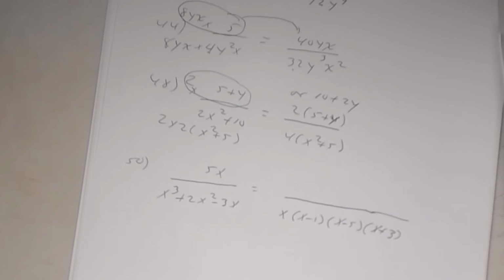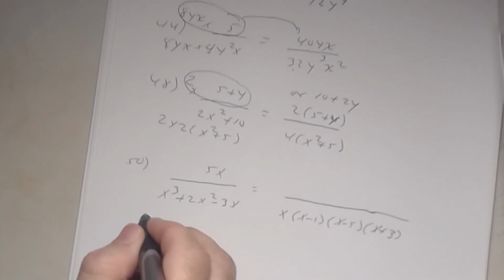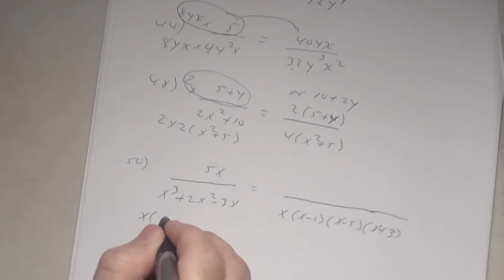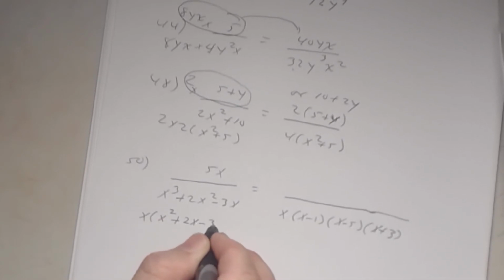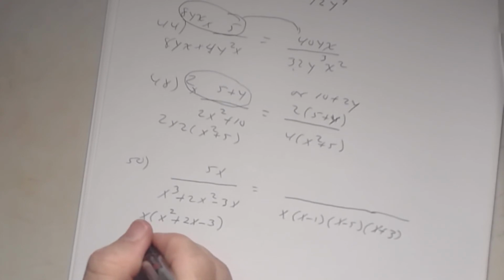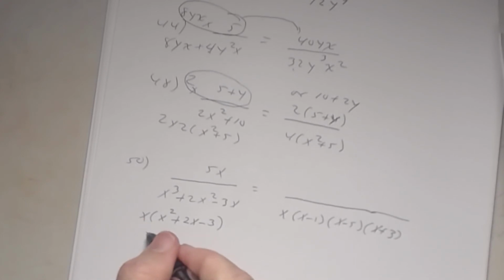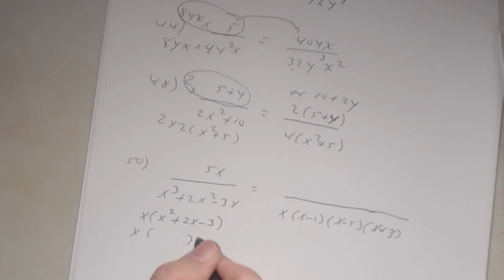All right, so what do you have to do first, though? I'm sure you have to do some factoring somewhere. There's only one place. Factor the first denominator. So how do you factor that first denominator? x times x squared plus 2x minus 3. What else can you do? Yep, factor that trinomial into two binomials.